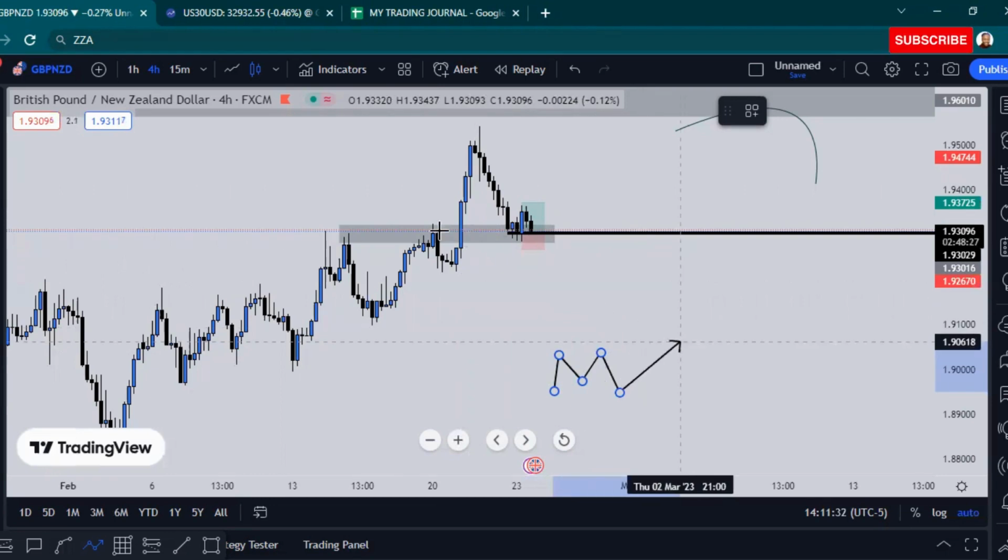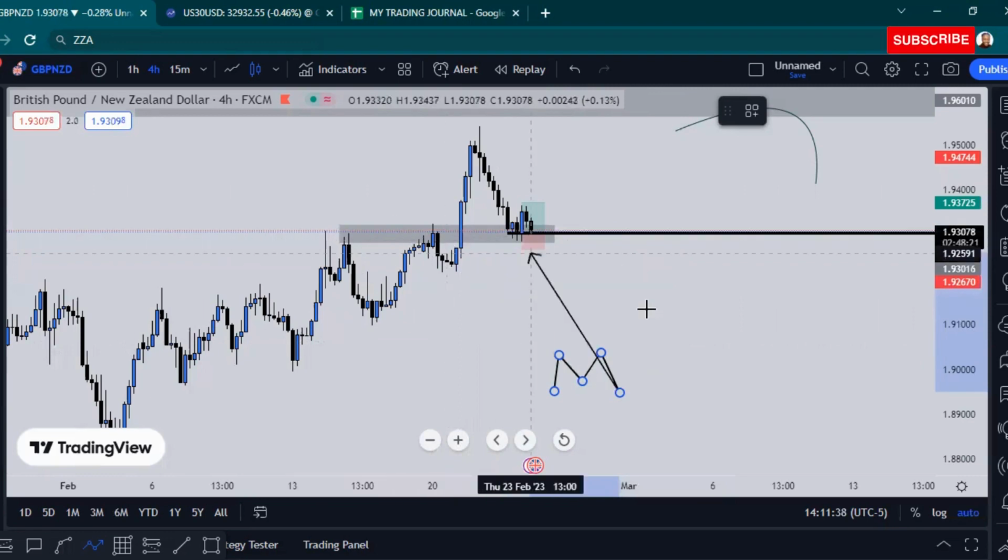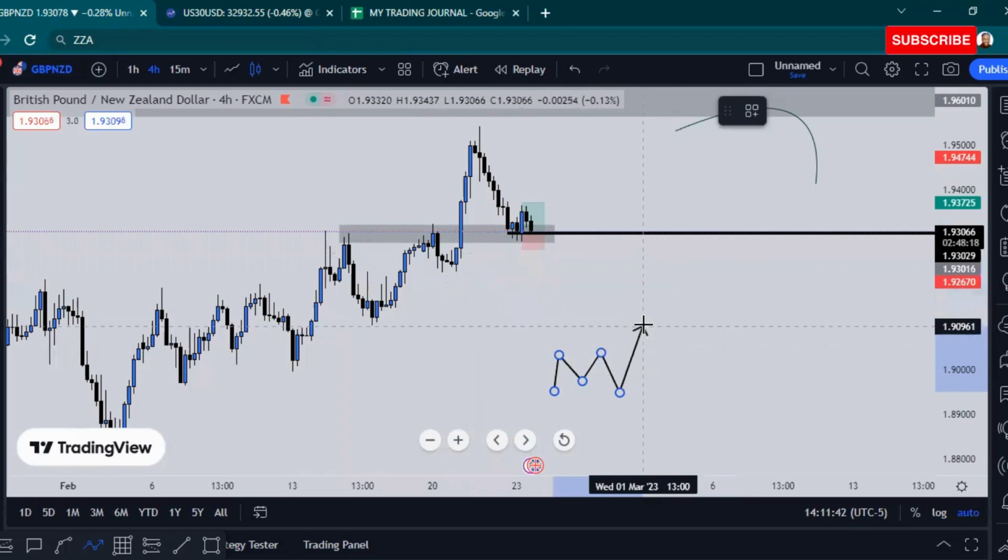Okay, the wicks can be a little bit longer, but the bodies should be aligned. So right here we have the market now. Let's just say this market broke this double top. This is where we're looking to enter this market to the upside. This is the 4 hour time frame.